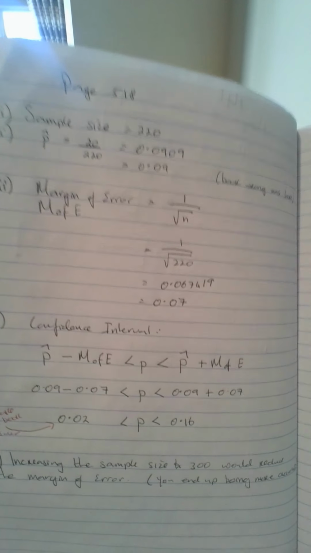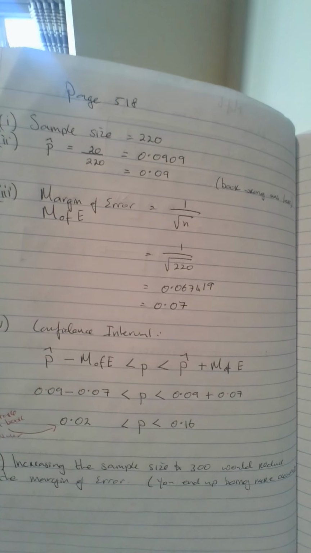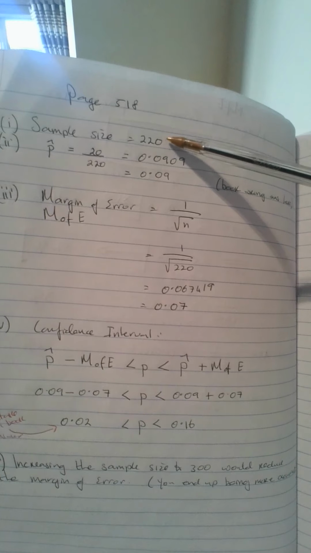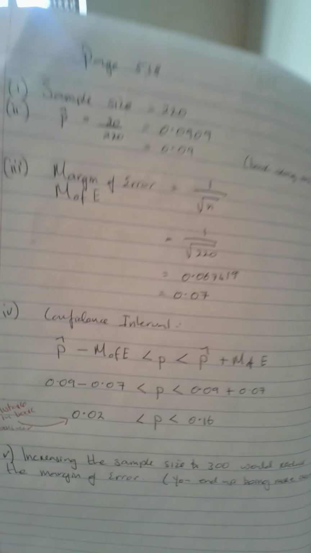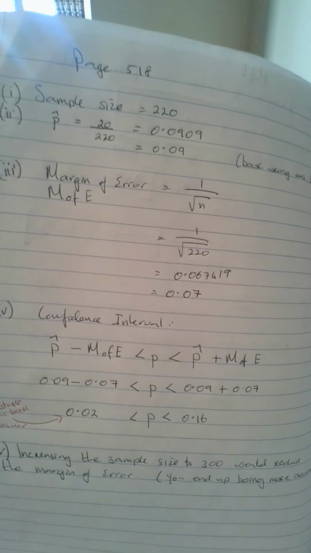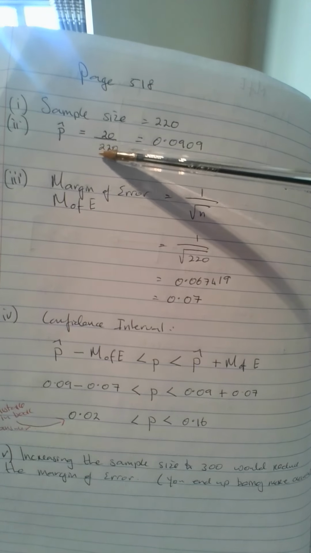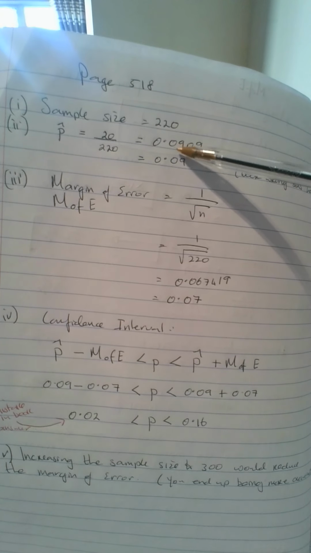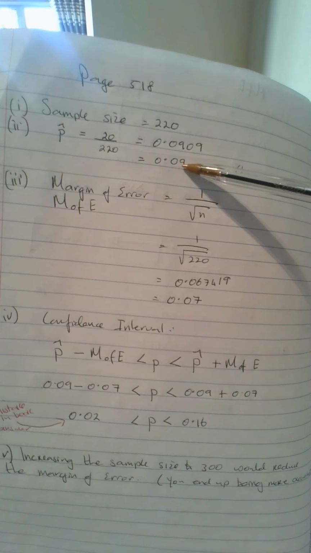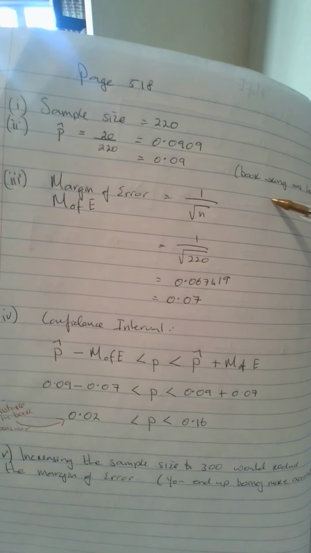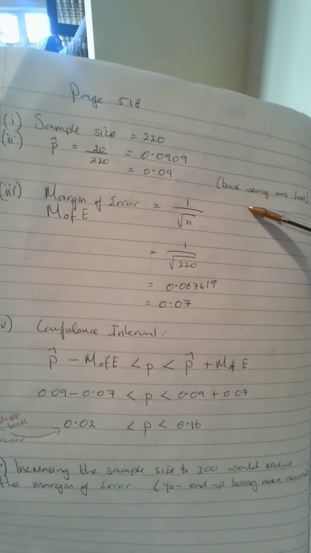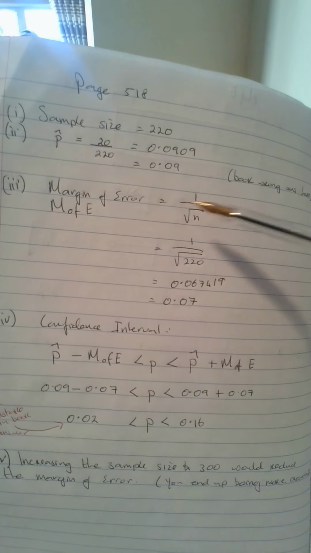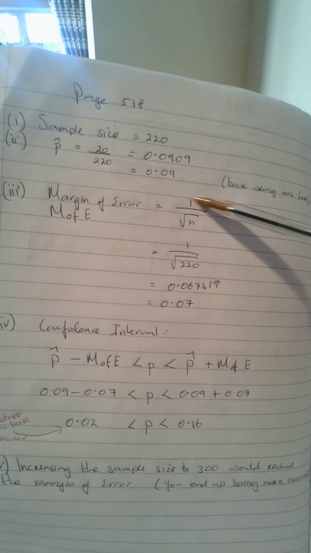So the first part asks you to find the sample size, and you read that directly off the question. It's 220. They ask you for p hash. P hash, they say to you, is the sample proportion. P hash is 20 all over 220, which comes out as 0.0909. To 2 decimal places that is 0.09. And just to note, the answer in the back of the book is wrong there. They give you an answer of 0.1.